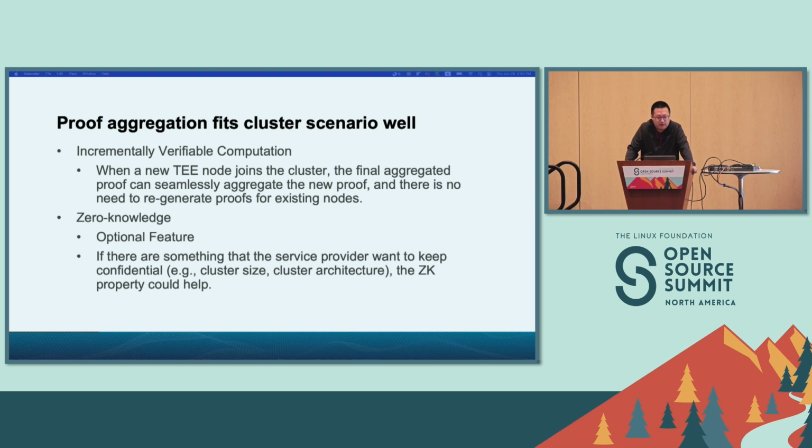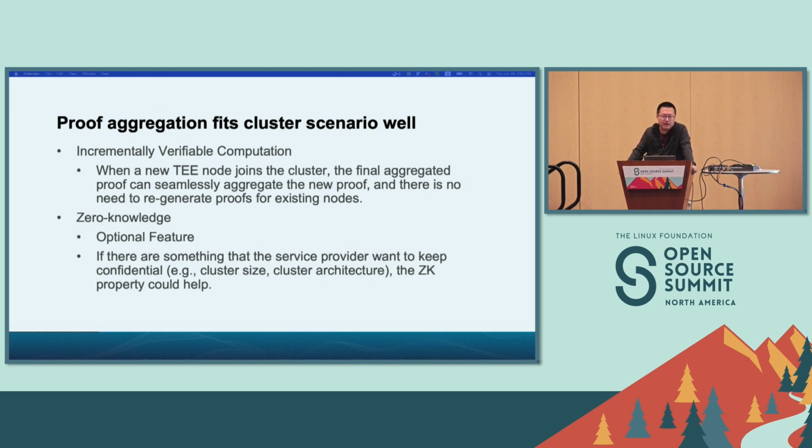And also proof aggregation can provide other advantages. For example, when a new TEE node joins the cluster, you actually don't need to verify the whole cluster again, because it can be simply aggregated to the final proof. So you don't need to regenerate the proof for the existing node.